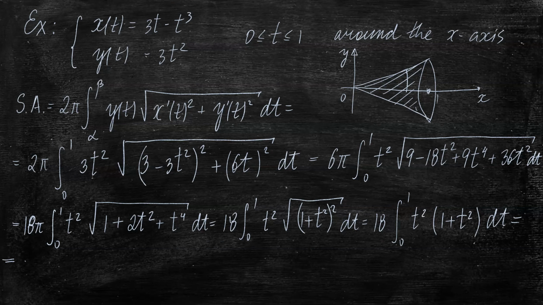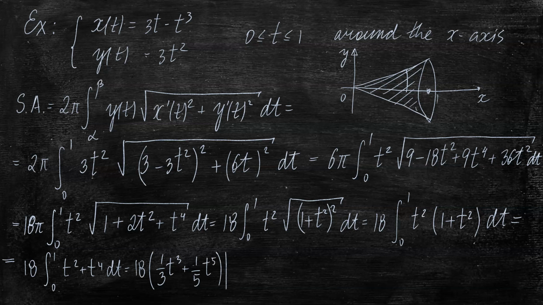and we're going to distribute t and integrate. Plugging in 1 gives us 18 times 1/3 plus 1/5. Plugging in 0 gives us 0, so there is nothing to subtract, and I just realized that I lost pi. So we have 18 pi here.